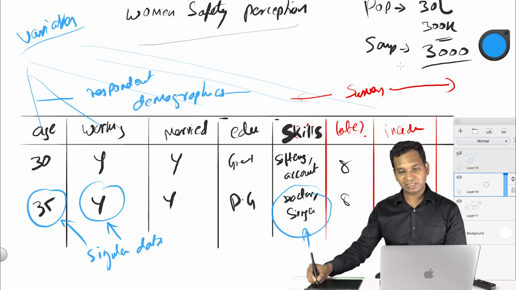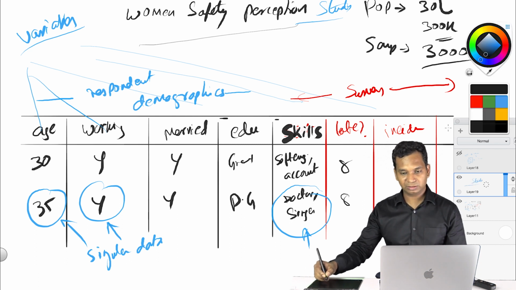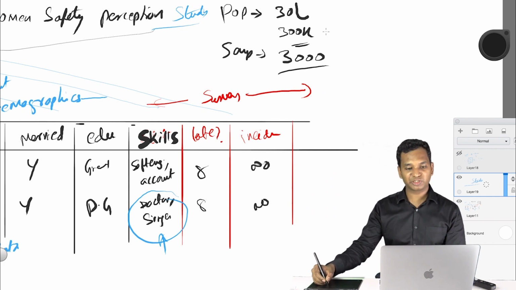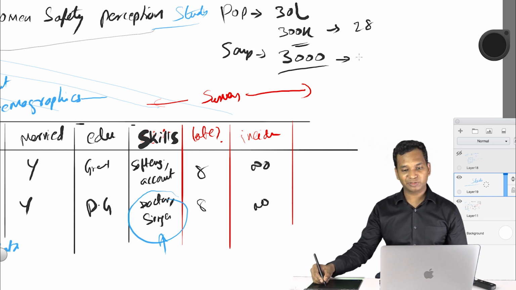let's say, we have this women safety perception survey study, of which we had 30 lakh population. So 30 lakh population or 300,000 population, and the sample size is 3,000. All right. So if you take an average of the age of this population, it might be something like 28, and our sample actually got 26 years, because sample is a subset.